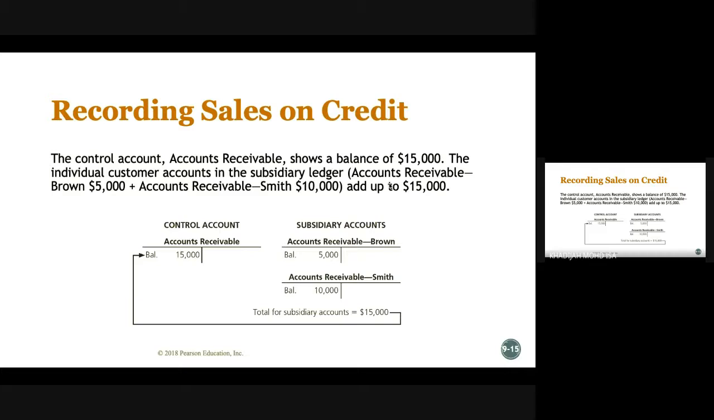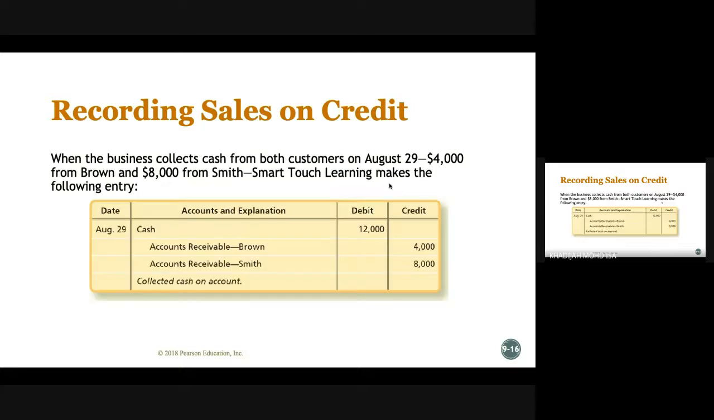Yeah, so you have the control accounts, which is the totality, but subsidiary accounts are the individual accounts of your accounts receivable. Recording sales on credit, right? When the business collects cash from customers, 4,000 from Brown and 8,000 from Smith, then you're going to make the following entries.